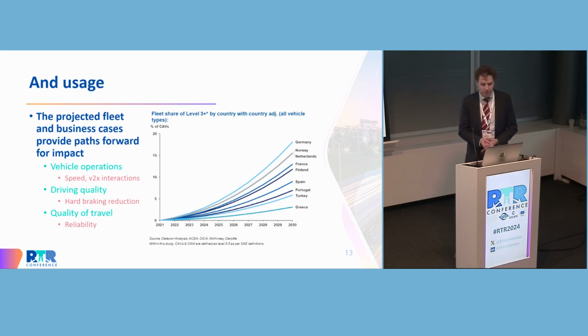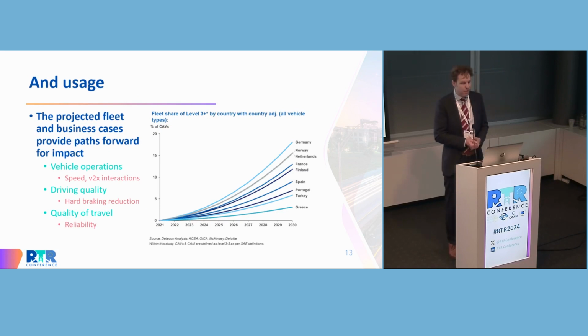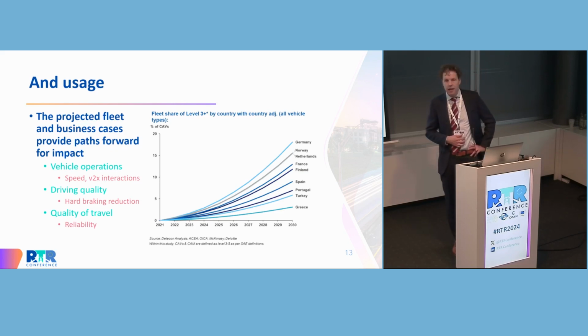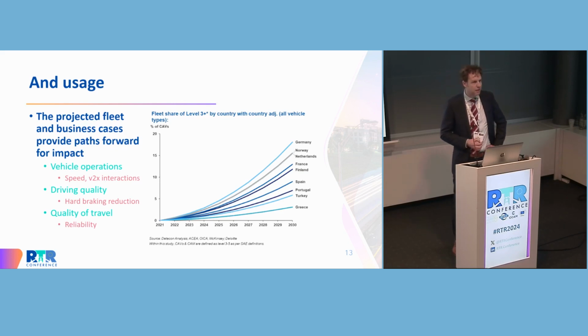And the usage. There was a projected fleet availability of level 3 plus vehicles, also from the deployment study we did. This will help you to identify the moment in which your use case might become positive, basically. For the vehicle operations, the main beneficial one was speed and vehicle to anything interactions. Driving quality, the hard braking reduction was a very useful use case as well. And in the end, the quality of travel, so the reliability of your trip, was also a very relevant output that we got from the surveys.